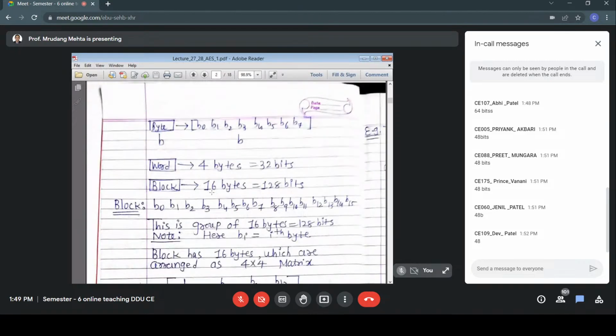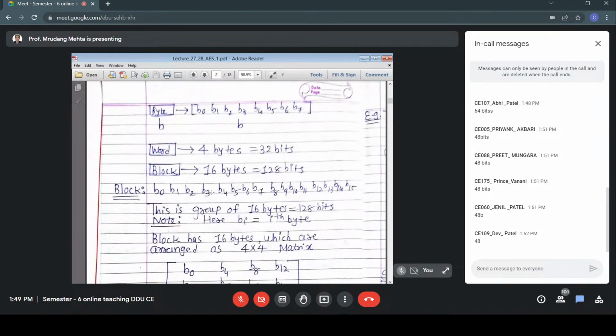Now there is a concept of byte substitution. In that context, I will give you a brief discussion about the byte, and we will move to one important mathematical discussion after briefly discussing the initial phase of AES.